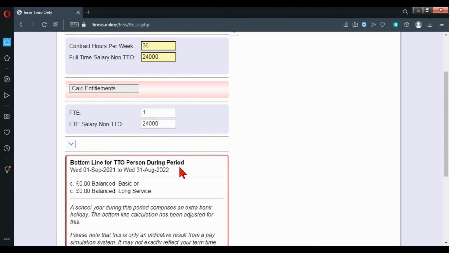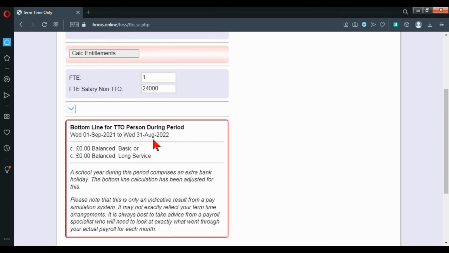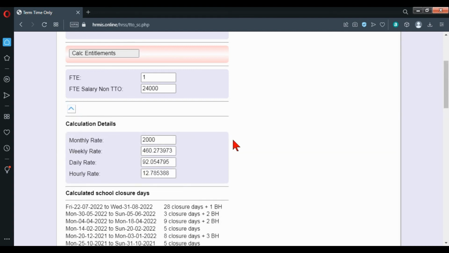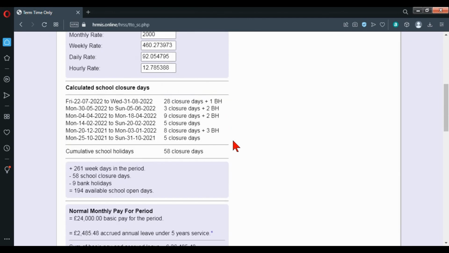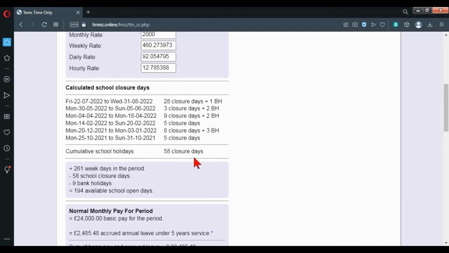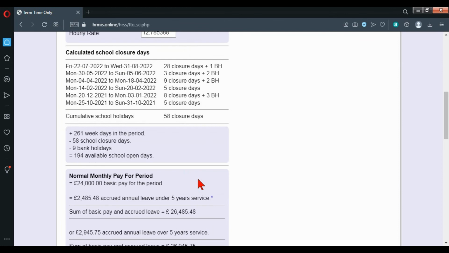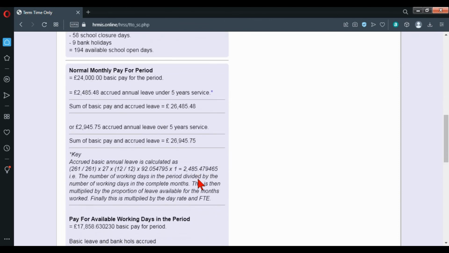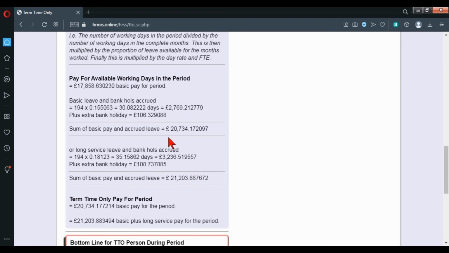And there you have it. The term time only person has been paid the exact money, including leave and bank holidays, that anyone being paid by the day worked would have been paid. Anyone working the whole period will have received all of the school holidays and bank holidays available. So for example, if we paid by the day, the system shows the salary that would have been paid and the pay for school annual leave accrued and bank holidays. Notice how the sum of this is the same as the term time only pay for the period.